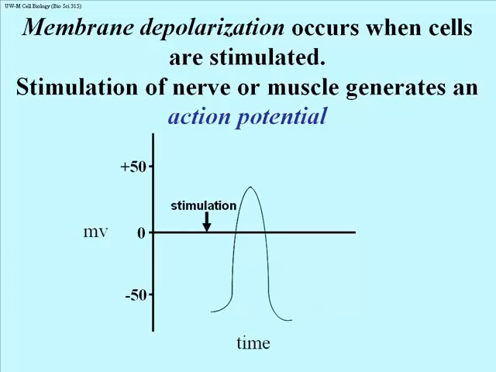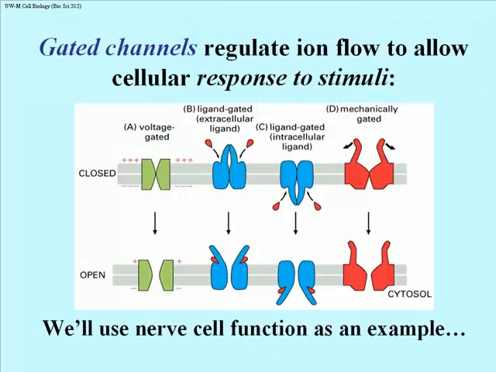So we can look at it again. And you said it's very fast, so it goes up and then it goes down. It happens on the order of milliseconds. We'll talk more about the action potential and its relation to ion flow in just a moment. But first, let's look at how these gated channels work, or at least what they do in some minimal detail.